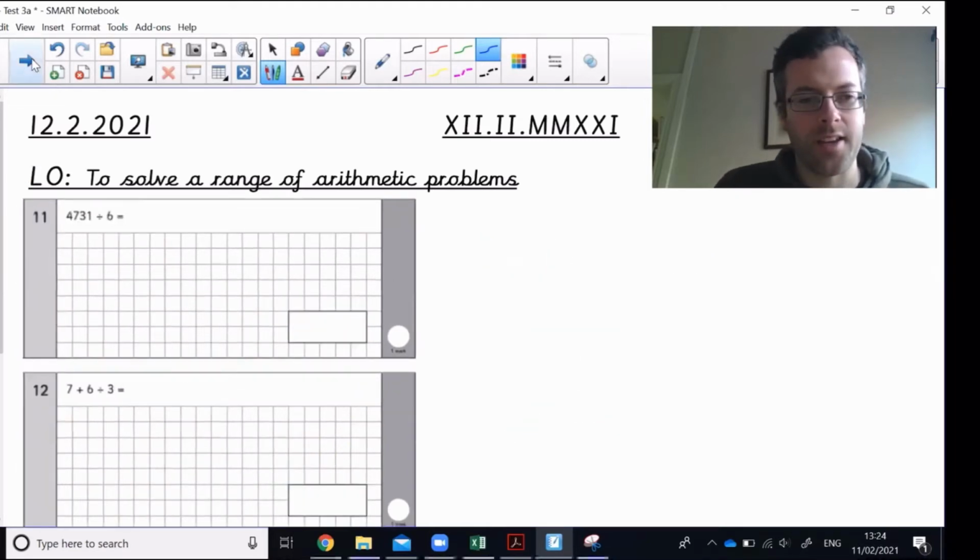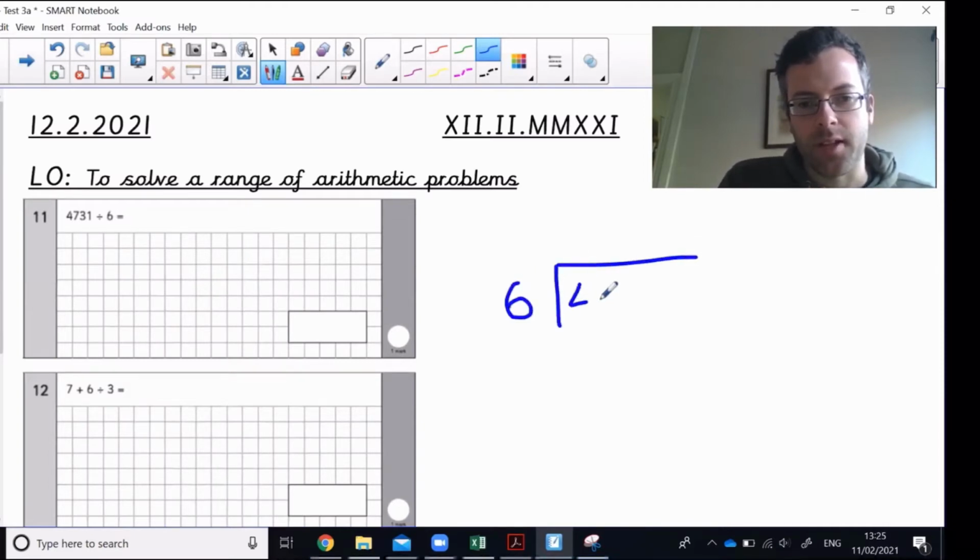We are flying. I'm going to be done before 10 minutes, never mind 15. Next one, 4,731 divided by 6. We're going to have to use the bus stop method. I don't like using bus stop, but it is definitely the quickest one for this.